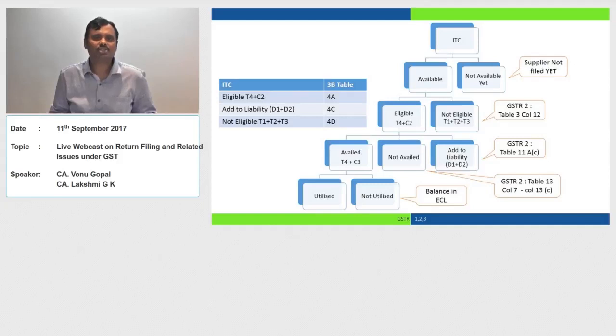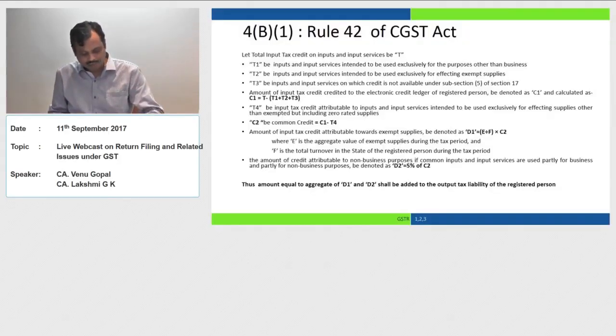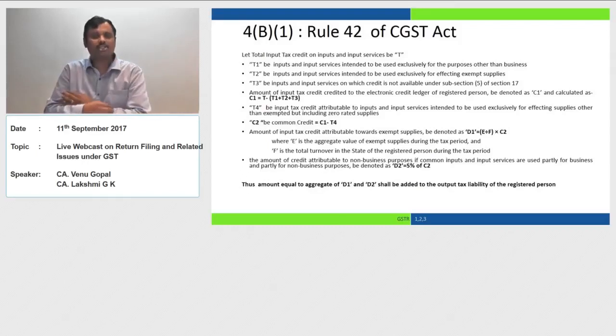Now, whatever credit you are adding to your credit ledger, it may remain in the shape of whether you are utilizing it, which is adjusting to your liability, or parking it back into your credit ledger, that is not utilized yet. So I said I will explain to you the methodology of reversing the credits. Now slide 87 explains how you shall reverse your credits. Now the common credits for reversal could be of two types. One is credits attributable to non-business supplies, or credits attributable to exempted supplies.